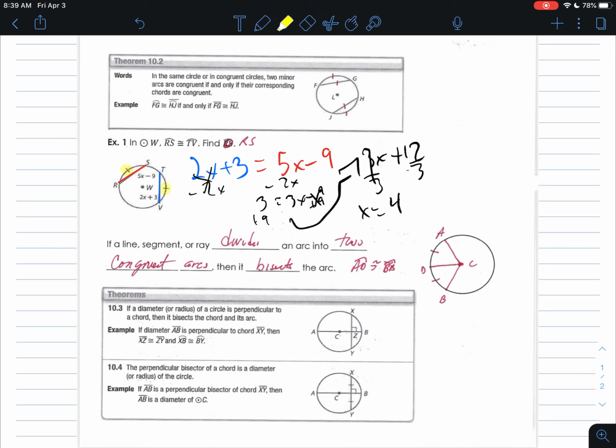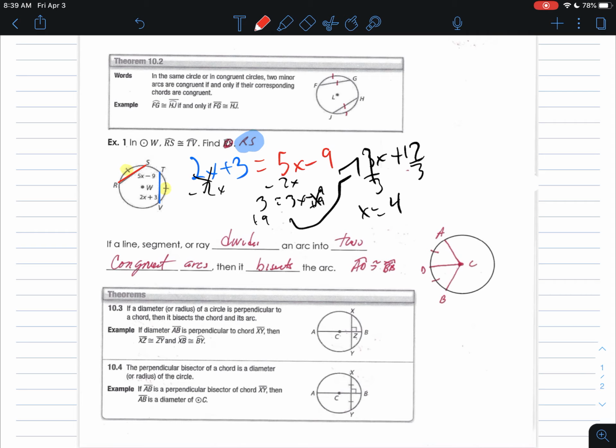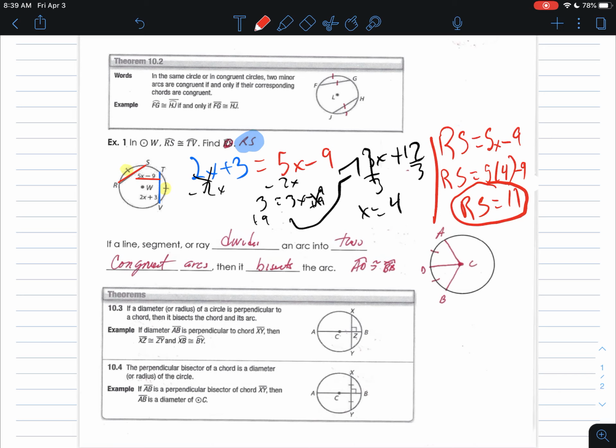But notice that it's asking for RS, which is this right here. So what we then would do is put RS equals 5x minus 9, then plug it in. RS equals 5 times 4 minus 9. RS equals 11. And that would be the answer.